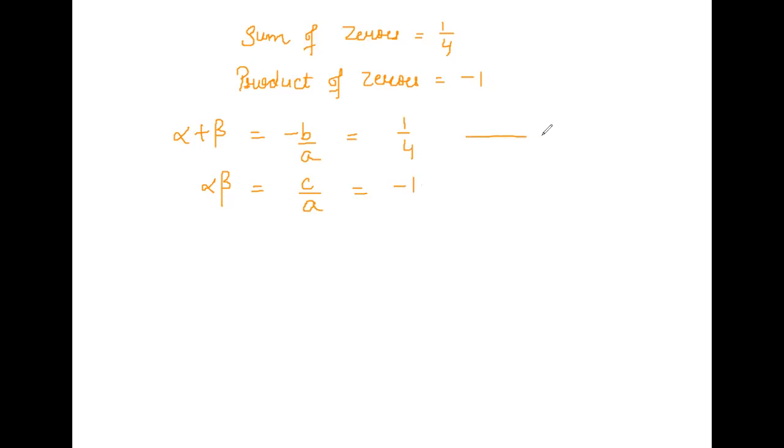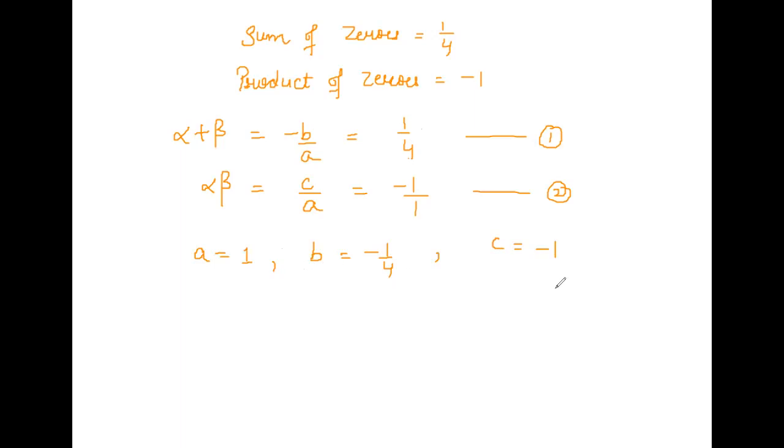From the first one we can see that a can be equal to 4, but in the second one we cannot say that a is equal to 4. So for this we cannot take our a's value to be 4, so let us assume that a's value is 1, and in this case we'll have to take b's value to be negative of 1 upon 4, because minus b is equal to 1 upon 4, so that means b is equal to negative of 1 upon 4, and c is equal to negative of 1 from the second equation.